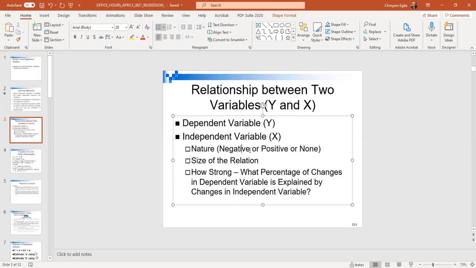Another example would be the price of a good and how much people want to buy of that good, which you learn about in supply and demand. The idea here is that the higher the price, the lower the quantity demanded. So that's a negative relationship.